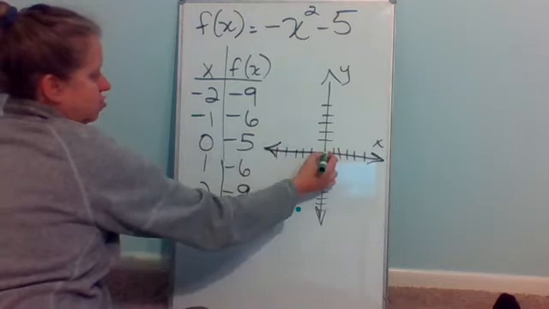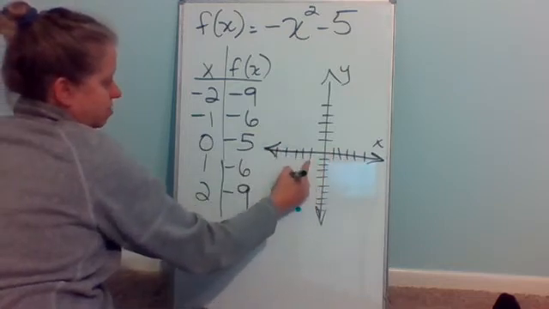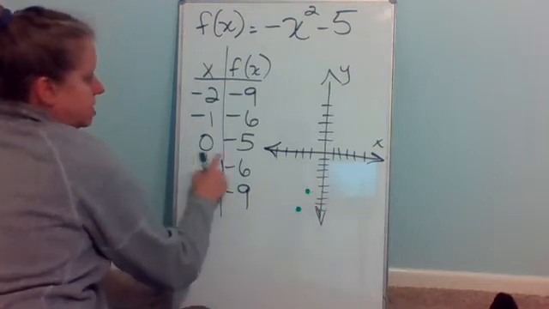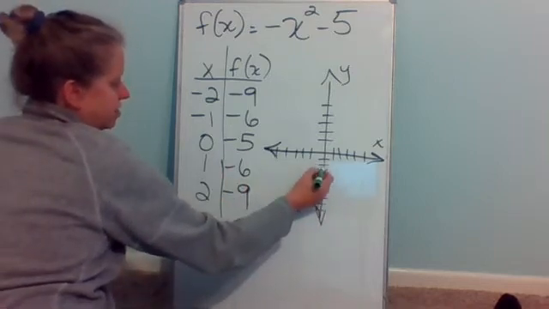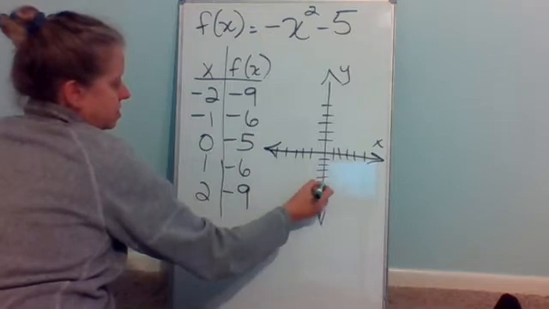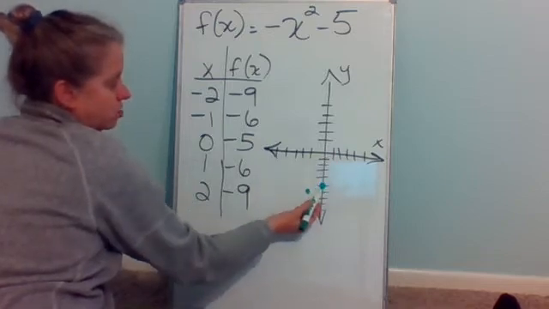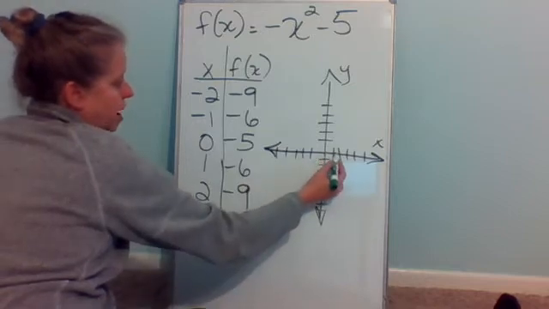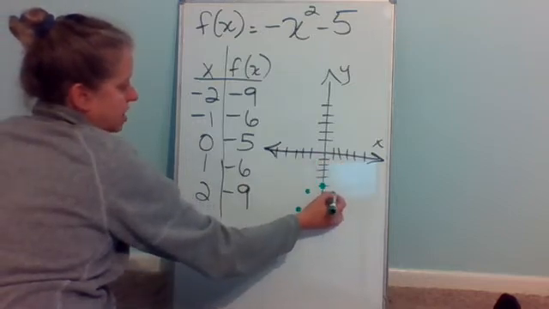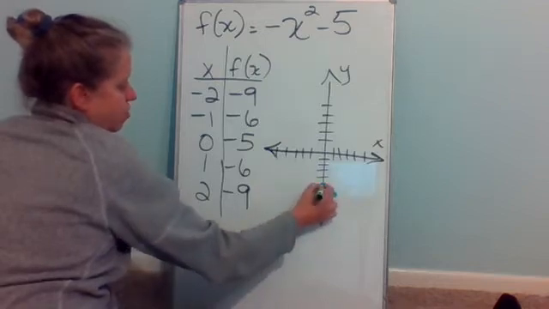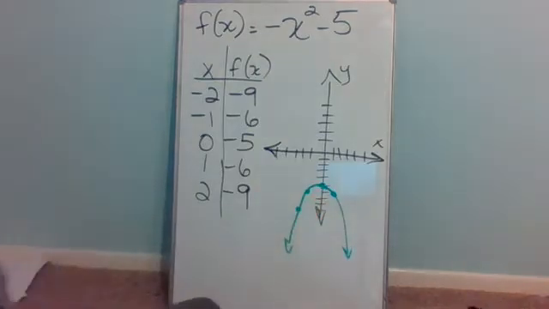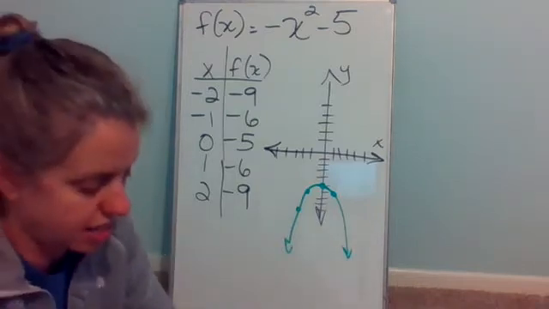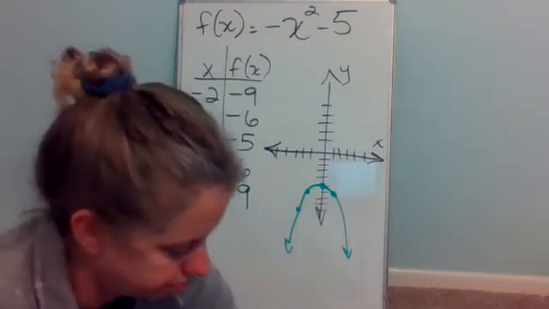-1, -6 would be left 1, down 1, 2, 3, 4, 5, 6. 0, -5. So I didn't go left or right at all, and then just went down 5. Then +1, -6, so to the right 1 and down 6. And again, you don't even have to do that many points in Math Lab. Once you've done a few of those points, it is going to connect them for you.